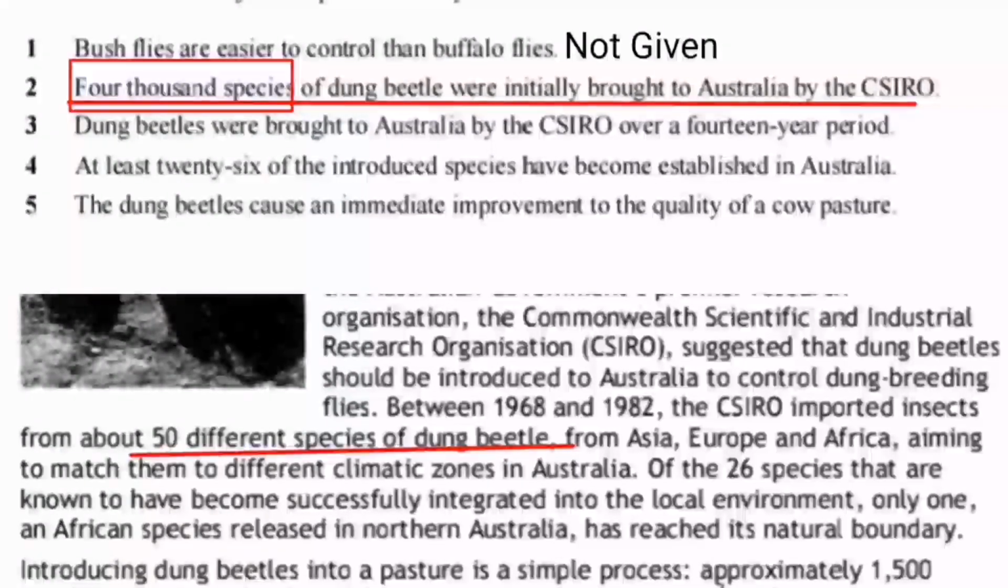So according to the paragraph, CSIRO imported 50 different species, whereas in the question, 4,000 species of dung beetle were initially brought to Australia by CSIRO. So the answer to question number 2 is no.